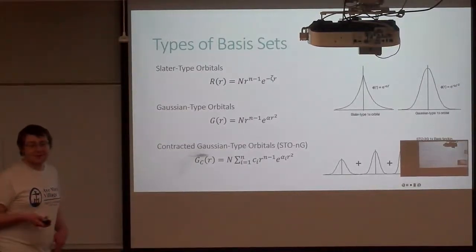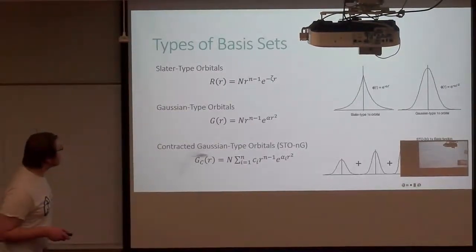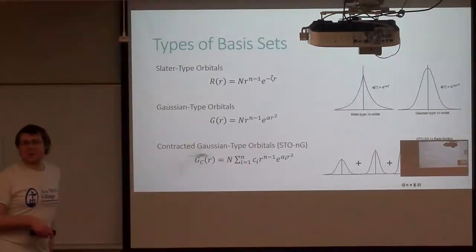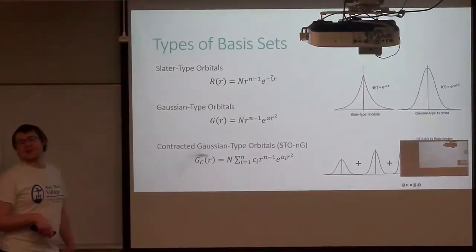What's the little n in that? This is an index that corresponds to some quantum number. I don't remember which one. What would be the n for an s orbital?